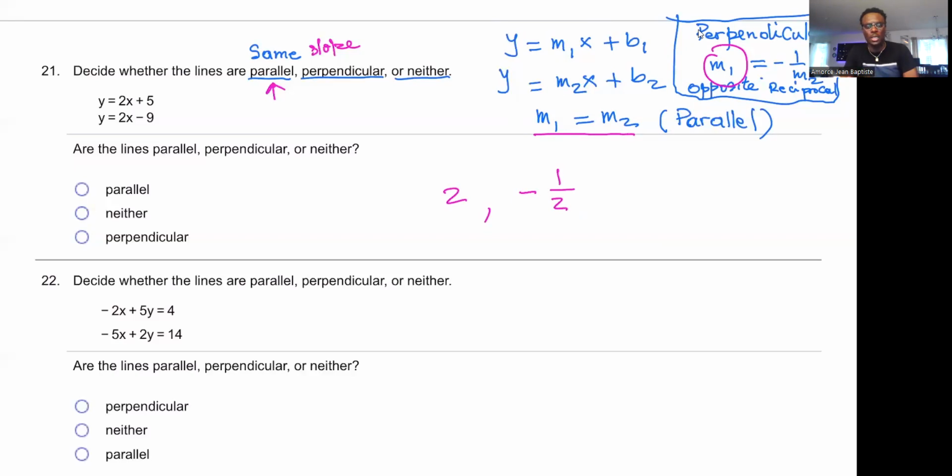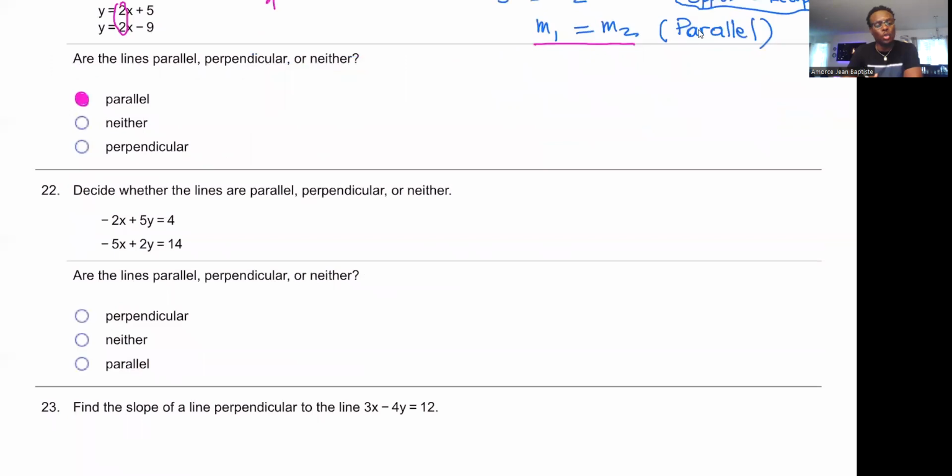For example, if one of them is -2/7, and then the other one should be 7/2, one positive, one negative, and then the reciprocal of the fraction, then you know that these two lines are perpendicular. So that's what we're going to use. We're going to identify the slopes and be able to determine whether you have parallel lines or perpendicular lines. For these two lines, the slopes are the same. Coefficient of X are the same for both of them. These two lines are parallel.